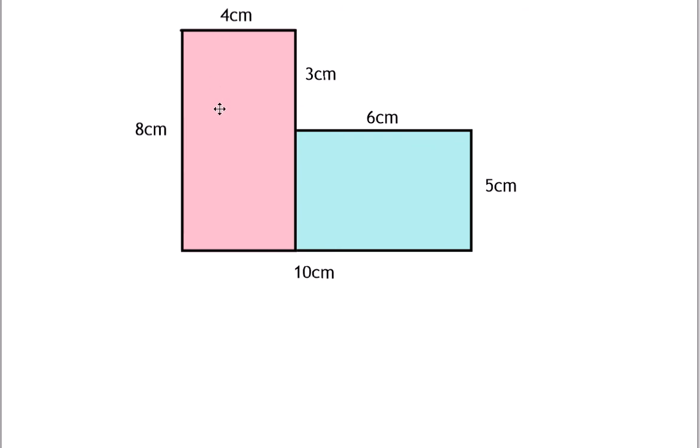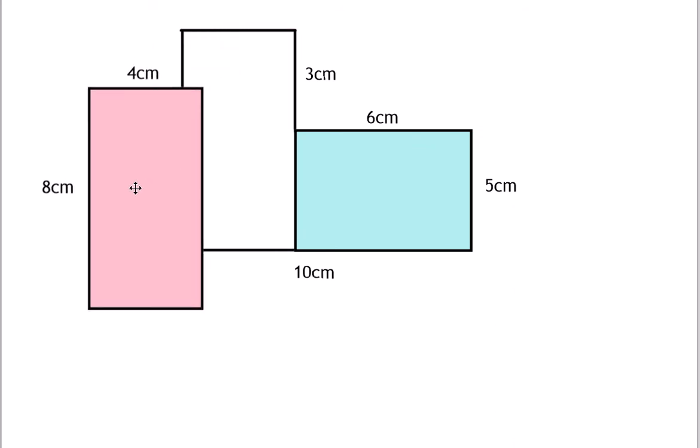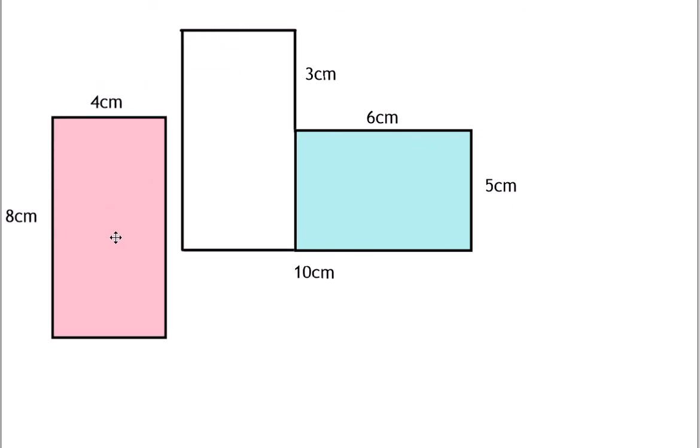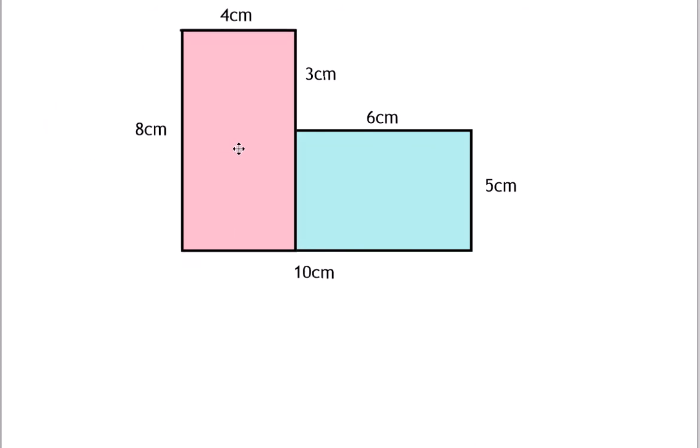If you look at the pink one, to find its area we do length times width. And if I take it off, it's 8 by 4. Okay, we don't need the 3. The 3 is only measuring from there to there. So the 3 doesn't tell me anything about the pink rectangle. So to work out the area of the pink rectangle, I'll label it A. So area A is 8 times 4, which is 32 centimeters squared.